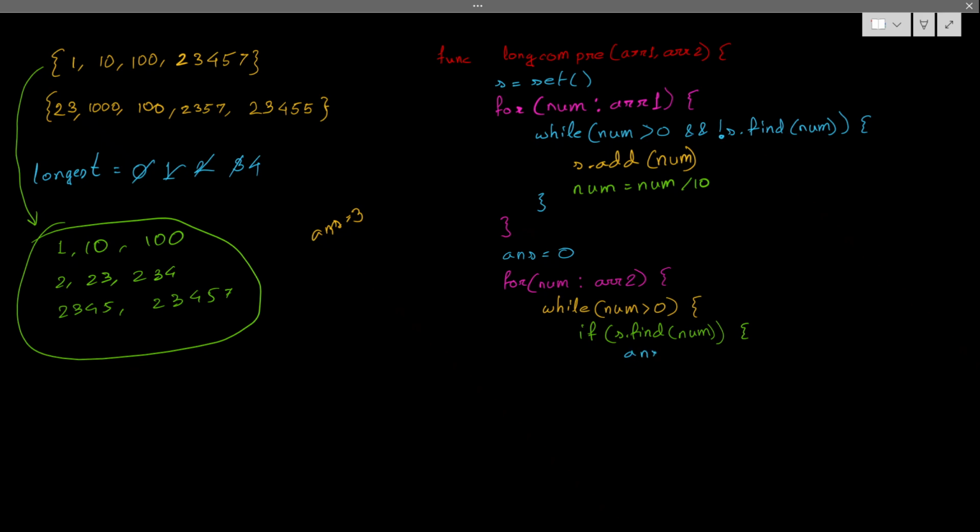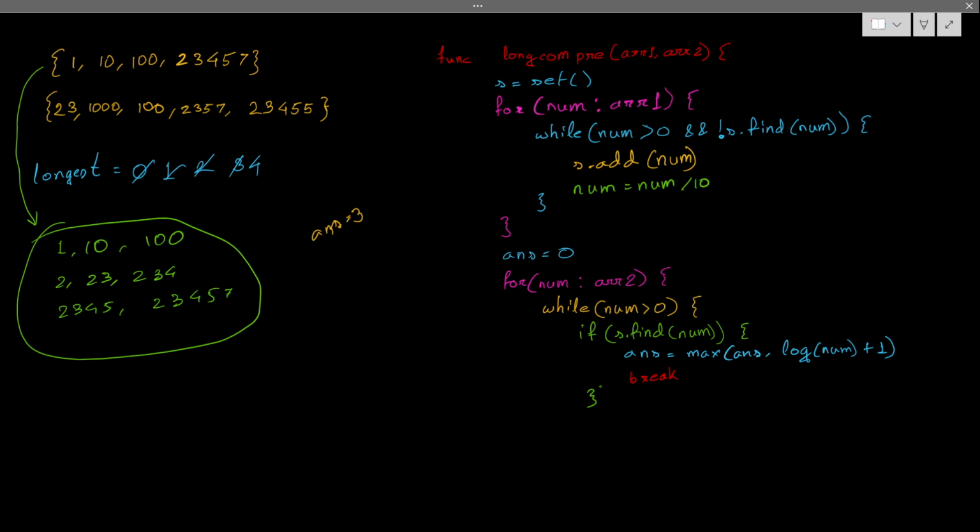So answer becomes the maximum of my previous answer and the length of my current number. This is the length of my current number. Yes, so this is my answer, and I don't need to check forward, so I can break the loop, meaning break the while loop, so that I can go to the next number in my ARR 2.